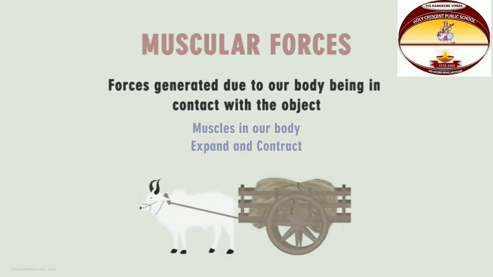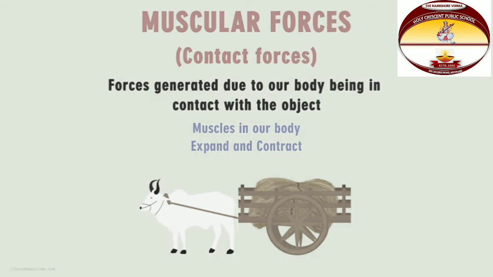A bullock cart is used to carry load from one point to another. Bullocks are tied with a cart and the load is then added onto the cart. The bullock then applies muscular force on the cart and moves it forward. So a muscular force is a contact force.